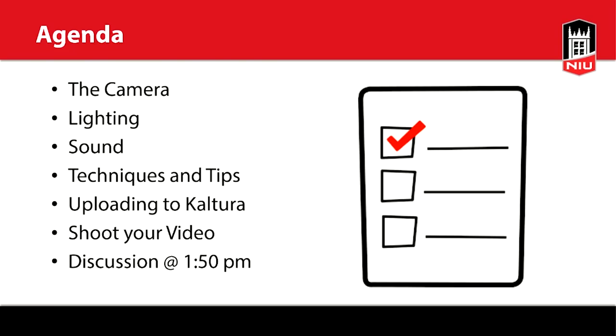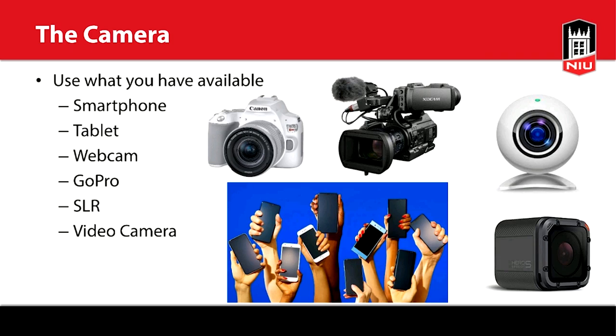All right. So, as I said today, we're going to start out first by talking about cameras. Most of you probably have access to a smartphone. They are pretty much ubiquitous now. Everybody's got one. They have a camera that is pretty easy to use. But there are also other alternatives. Most tablets today have cameras built in as well. You could also use your webcam.